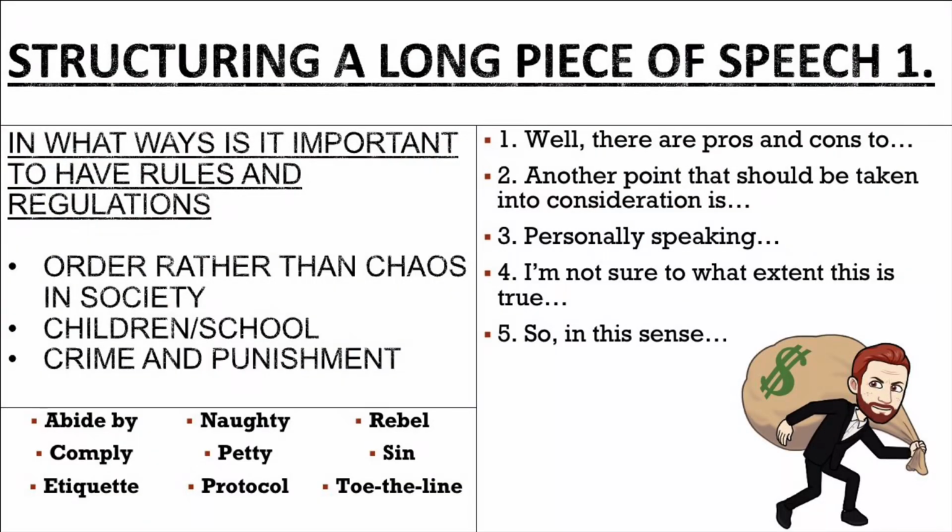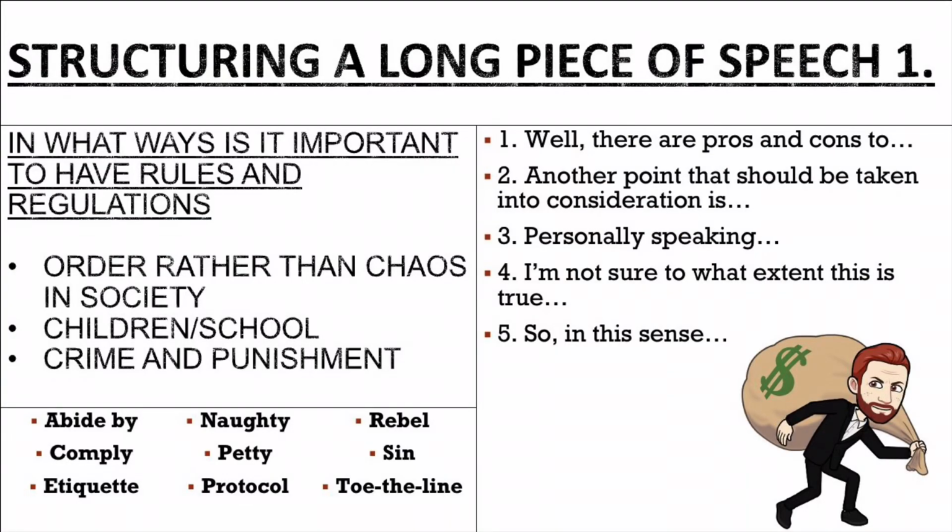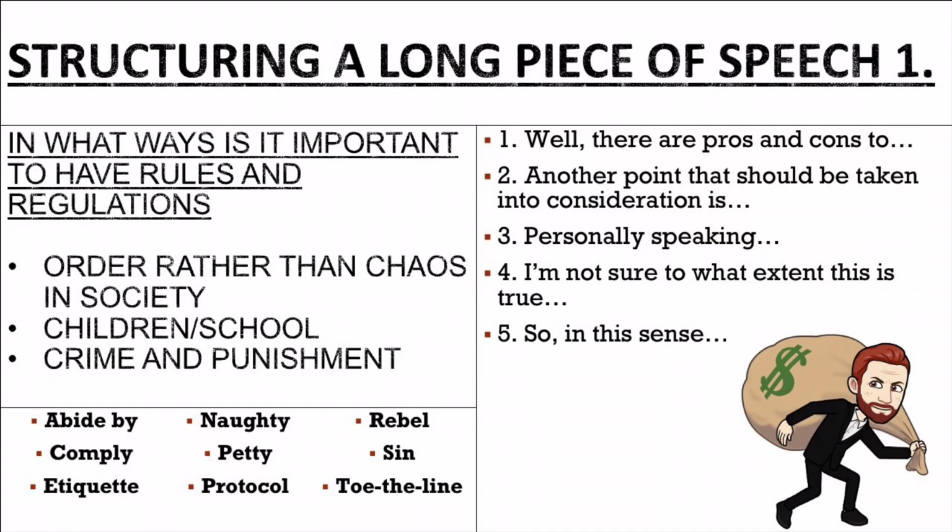So let's look at the structure here. From 1 to 5, we could start by saying something like, well, there are pros and cons to having rules and regulations. And then you could go and start talking about the first point, which is order rather than chaos in society. Once you finish giving your point of view on that, you could then refer to the next point. Instead of saying and, you could say something like, another point that should be taken into consideration is children or schools. And then you could even, in this part, give your personal experience.